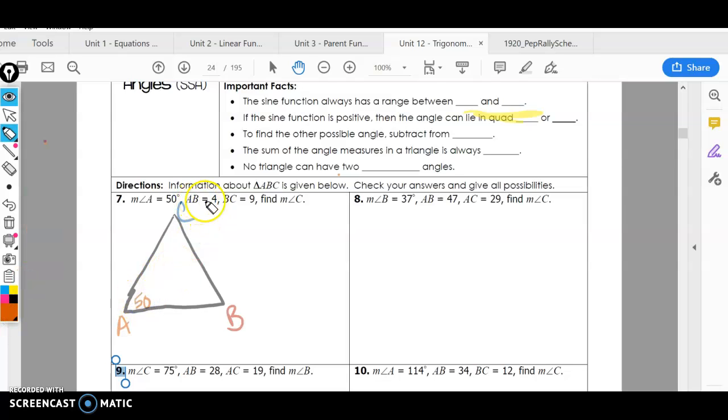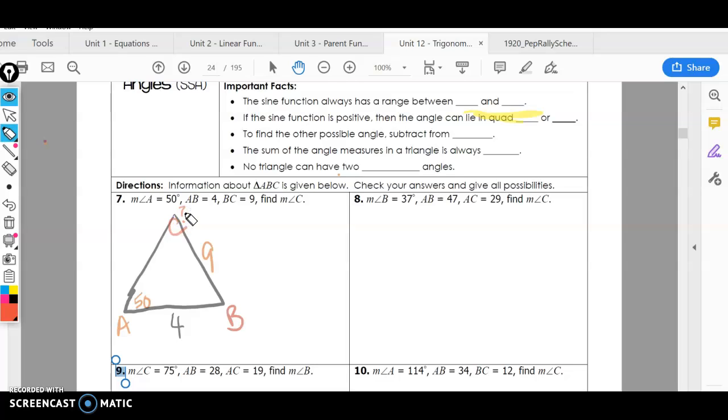Then it says AB. That means a side. So from A to B is 4. Then it says BC. So from B to C, looks like it is 9. And then we want to find angle C. That is going to be our X right here. So instead of writing X, I'm just going to write a capital C for the missing angle. Capital C right here, that's what we're trying to find.